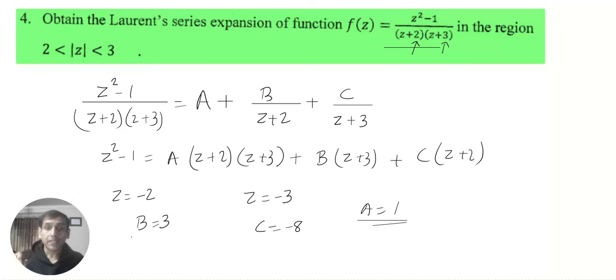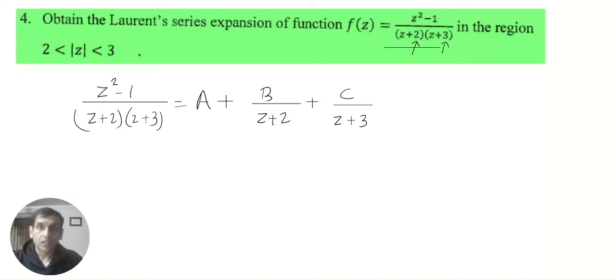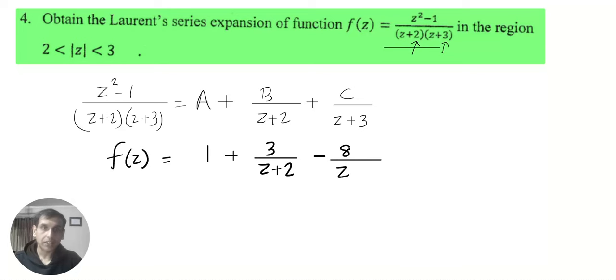You can compare these answers and comment below whether the answers are correct. Now I will write the function is, what is the value of a? 1. And what's the value of b? So plus 3 divided by z plus 2. Now minus 8 divided by z plus 3.